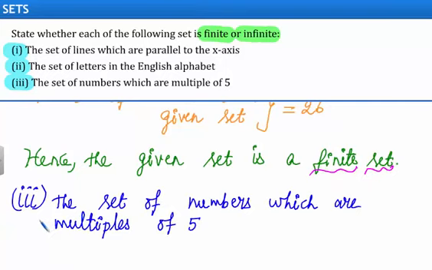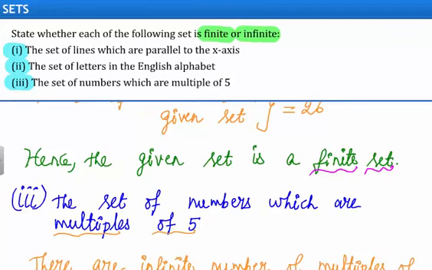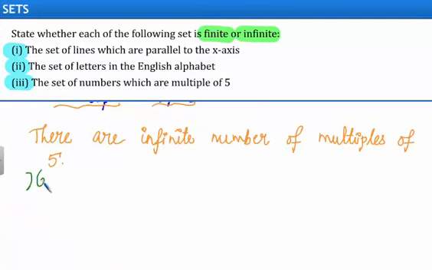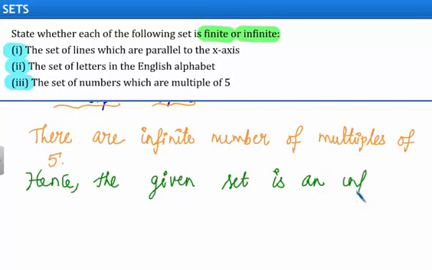In the next part, we have the set of numbers which are multiples of 5. We know that there are infinite number of multiples of 5. Hence, we can say that the given set is an infinite set. This completes our solution.